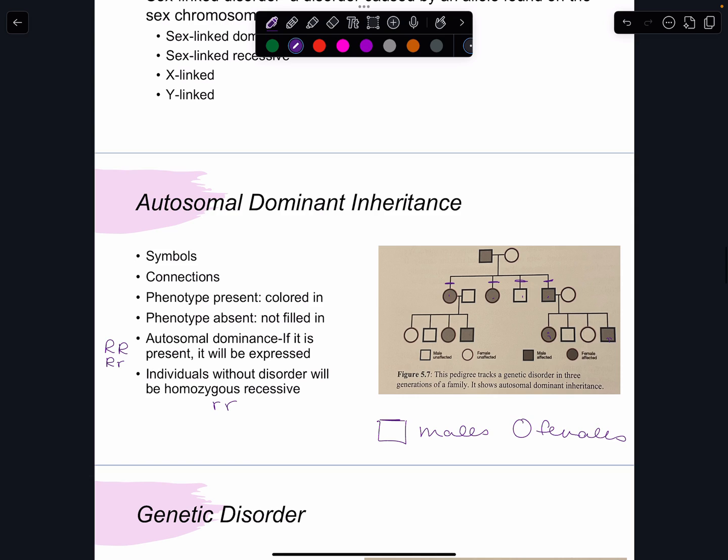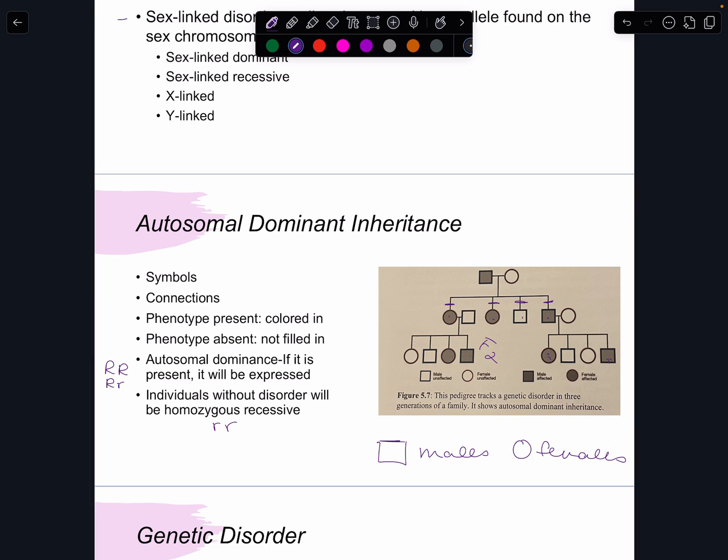So it doesn't matter. Because it's on an autosome, it's not going to matter if it's male or female. It's going to affect basically equally, and you see that across the board. There are 2 females up here that have it in the children, but if you look down the line, in each case, the F2 generation has a male and a female on both those sides. So this is autosomal dominant. So if the phenotype is present, it's dominant.